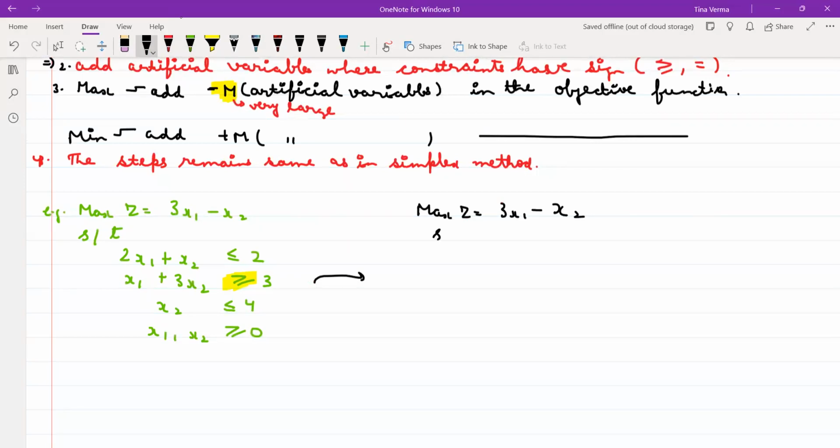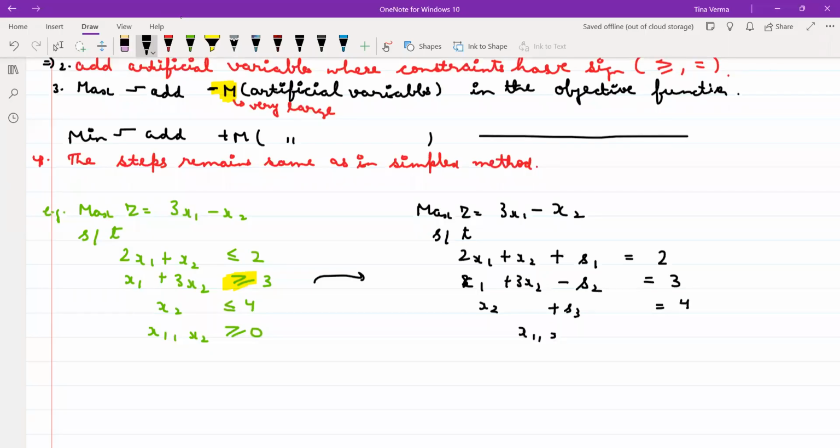standard form, subject to, this will be 2x1 plus x2. I am adding a slack variable in the first constraint, so I am giving the name s1. x1 plus 3x2 minus s2 is equal to 3. x2 plus s3 is equal to 4. And x1, x2, s1, s2, s3 are all greater than or equal to 0.